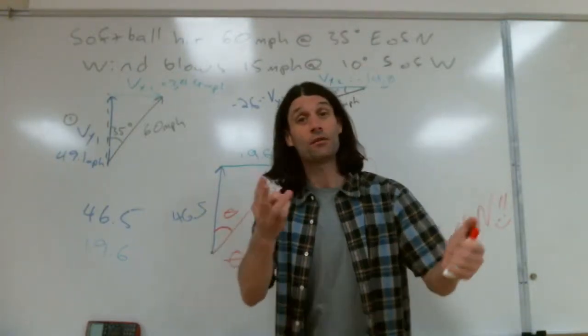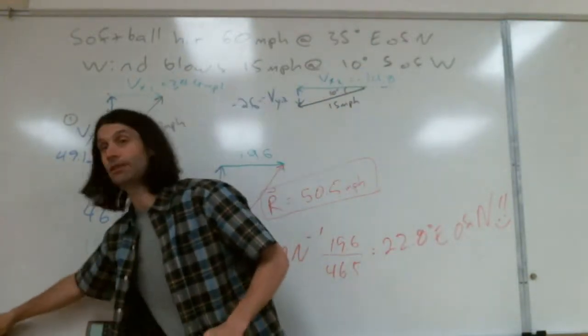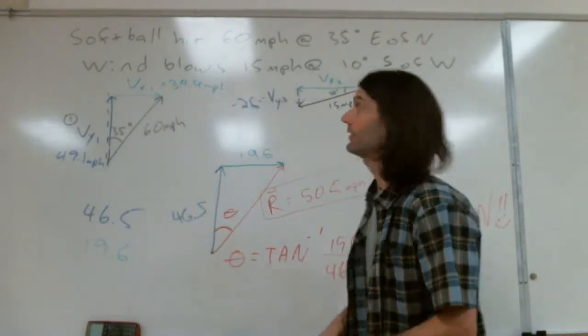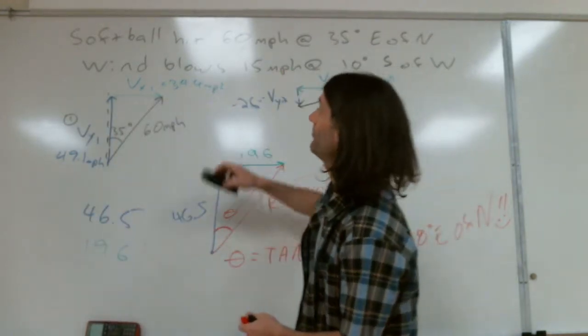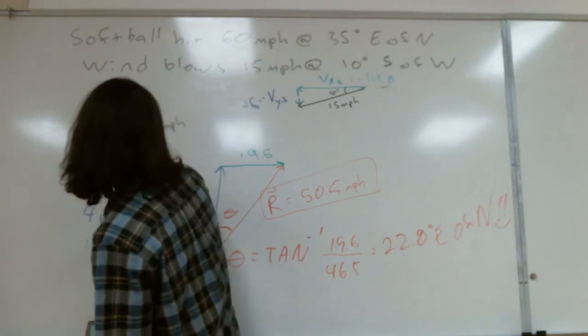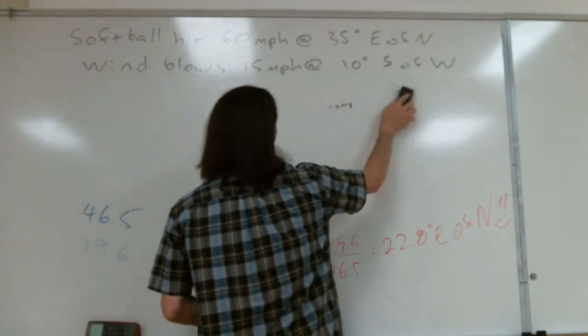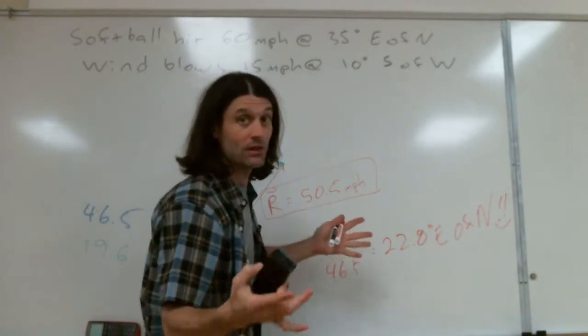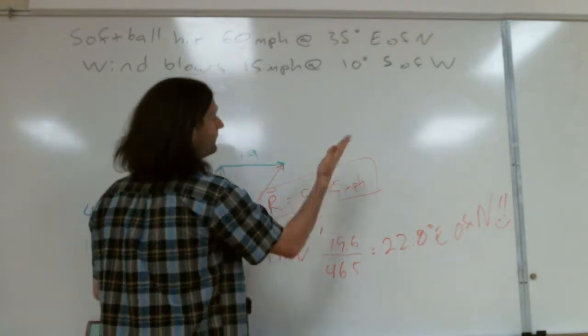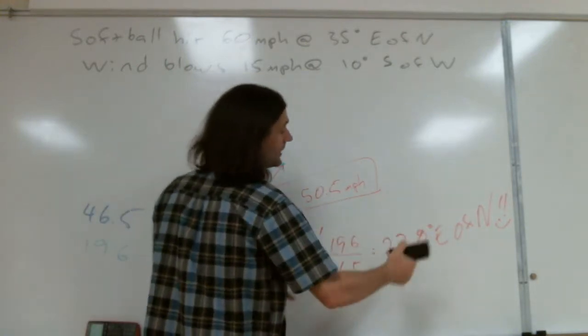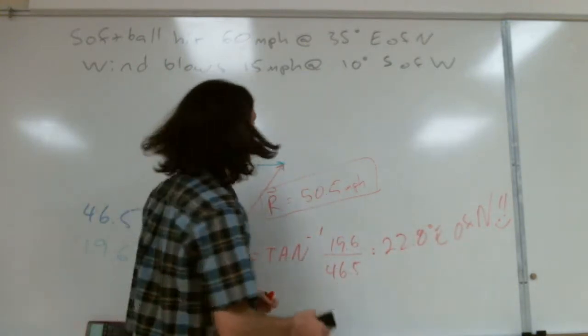All right, this will be the third and final video that deals with adding vectors. It's going to be the same softball, same wind, same everything. So hopefully our answers will again be the same as they were before. 50-ish miles an hour, 23-ish degrees east and north.